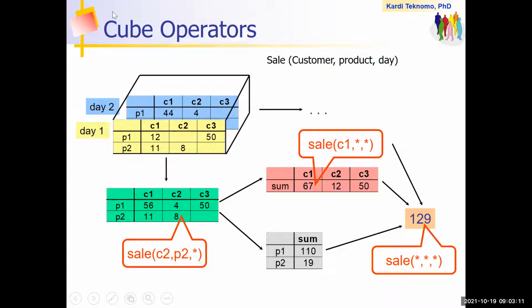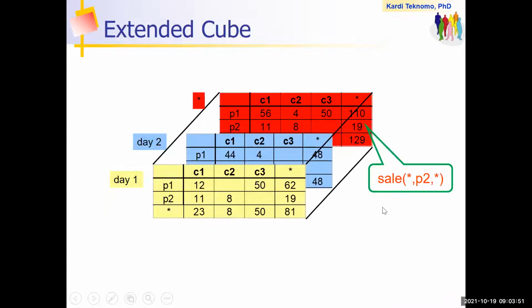Here is an example of operation. Say you have the cube of sales which consists of customer, product, and day. Then you can do the sales for a certain date, or the sales for a certain product, or the sales for a certain customer, and so on. Eventually you can get the most aggregated value, which is in here, for example, 129.